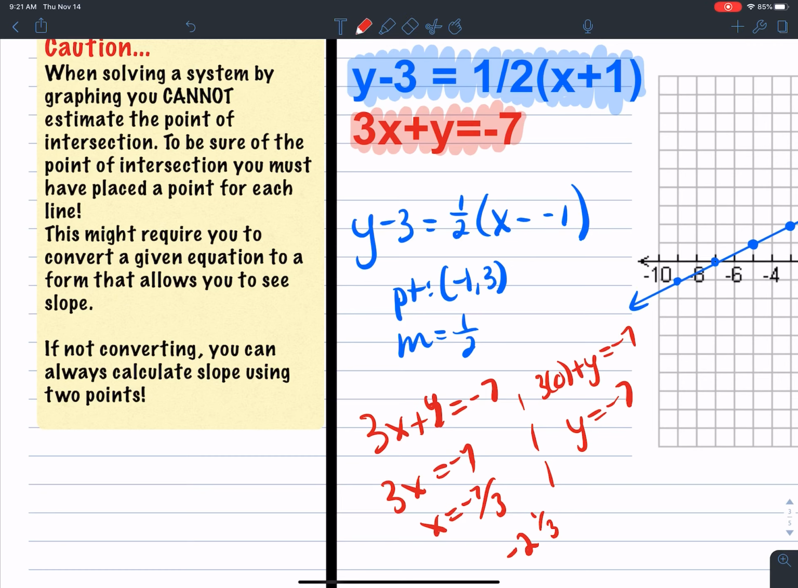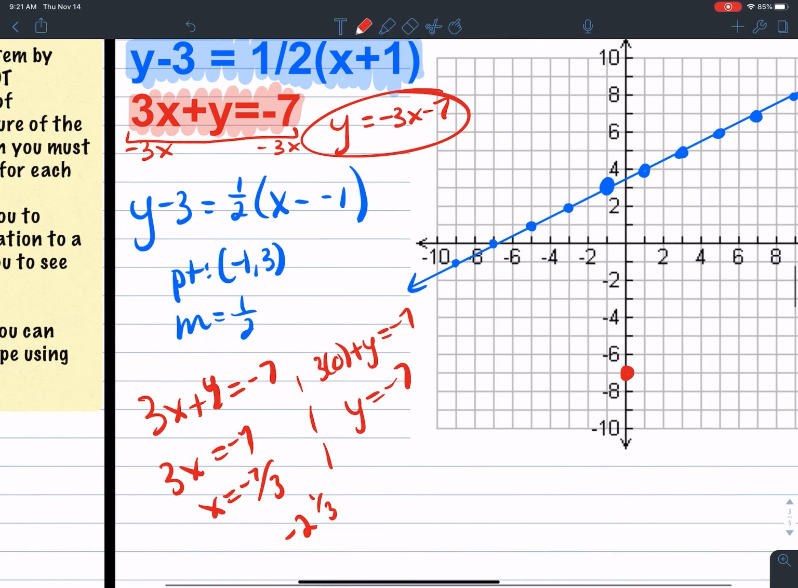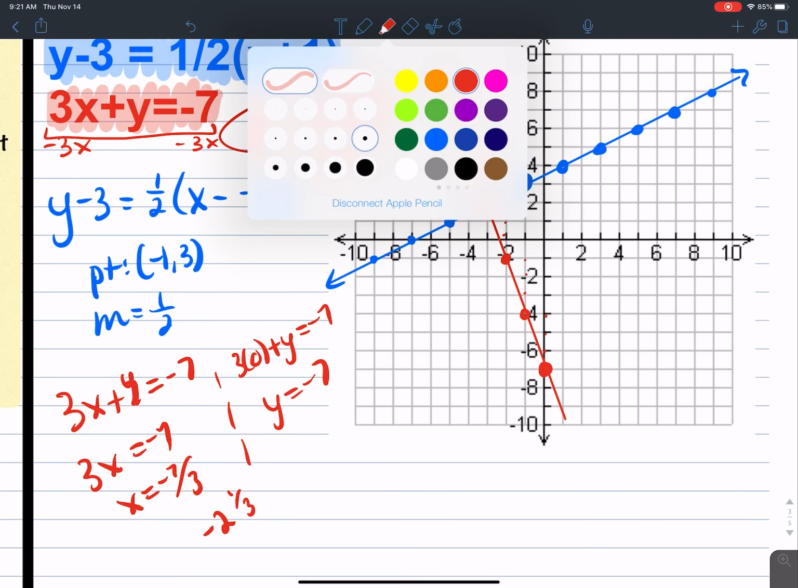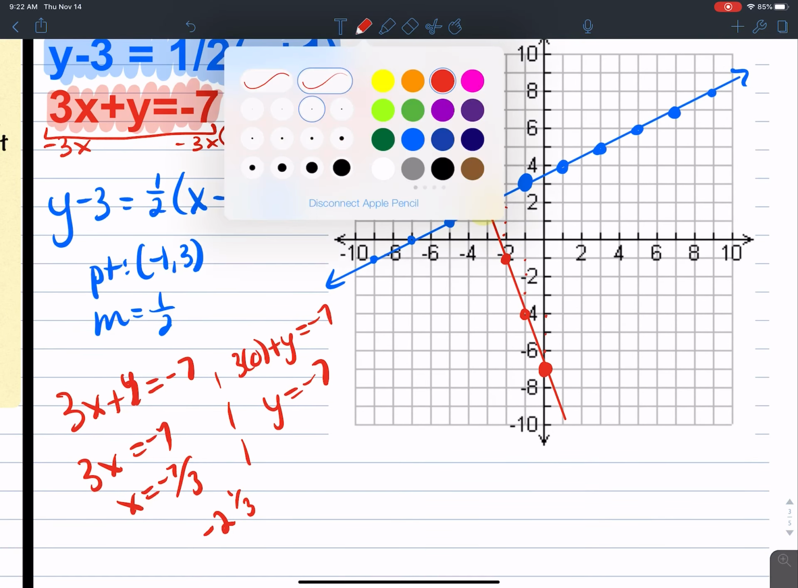So for example, I might want to take this and convert it to slope-intercept form. In other words, get y alone. So that would tell me that y is equal to -3x minus 7. If I use that version of it, I can graph the y-intercept at -7. But now I have the slope. If I have the slope, I can put a lot more points on the graph. So then I do see that I've placed a dot twice. And I can see that this point right here is where both of those lines intersect.